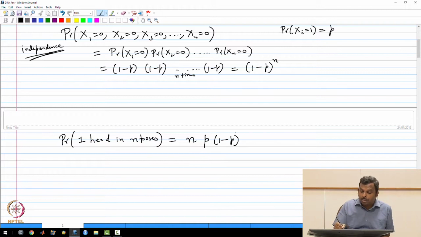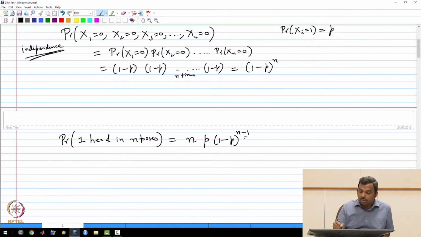The probability of tails is 1 minus p, and that happens n minus 1 times. So this is the binomial event, and you can see the multiplication occurring here, right? p into (1 minus p) raised to the power n minus 1. There are n minus 1 tails, n minus 1 zeros, and only one head. So a single 1 occurs in the sequence x1 to xn. For that 1 you have a probability p, and for all the zeros you have a probability 1 minus p. If you multiply them together, you will get (1 minus p) to the power n minus 1.